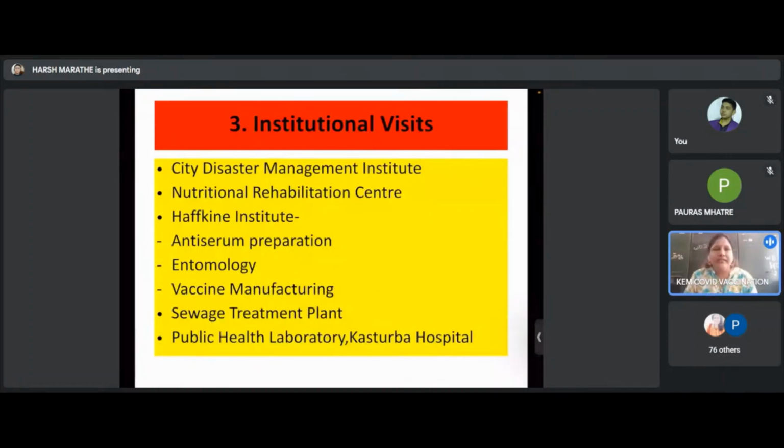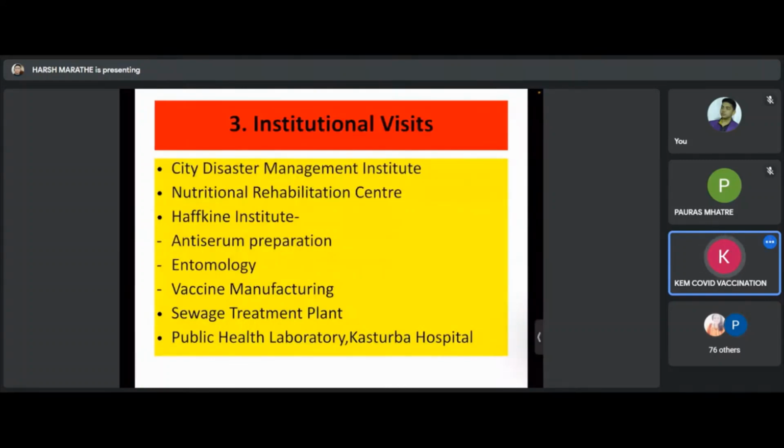So these visits are very important. In the Haffkine Institute, if you go, what is really shown to you is the antiserum preparation, the entomology, and how the vaccine is manufactured. So these are the important points which are shown to you during the visit. So it's very important that all these visits are entered in your journal. You write down the important points.